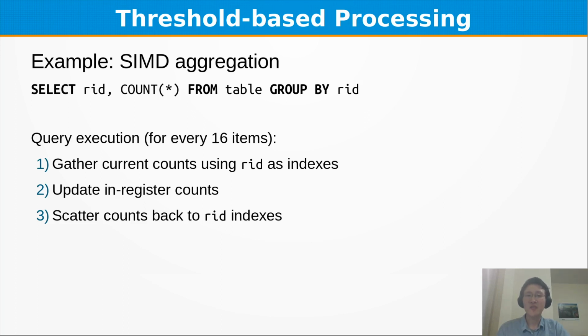Here, I will use an example of SIMD aggregation to demonstrate the threshold-based idea. So for a count star query like this, we can use a count array to accumulate the counts for every item. Using SIMD instructions, first we gather current counts from the array. We then update the counts in a SIMD register, and finally scatter the new counts back into the array.